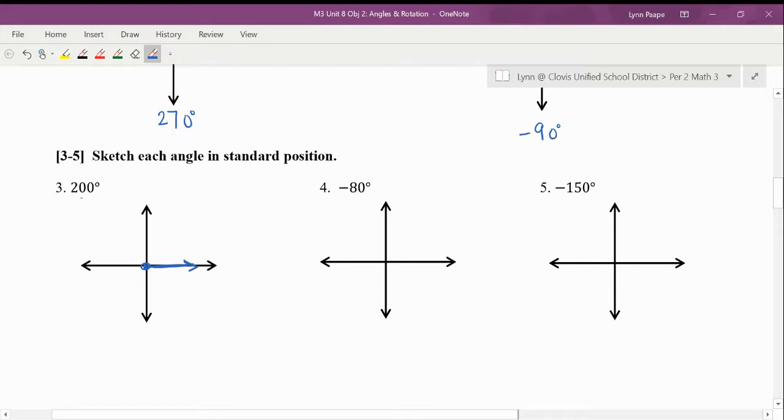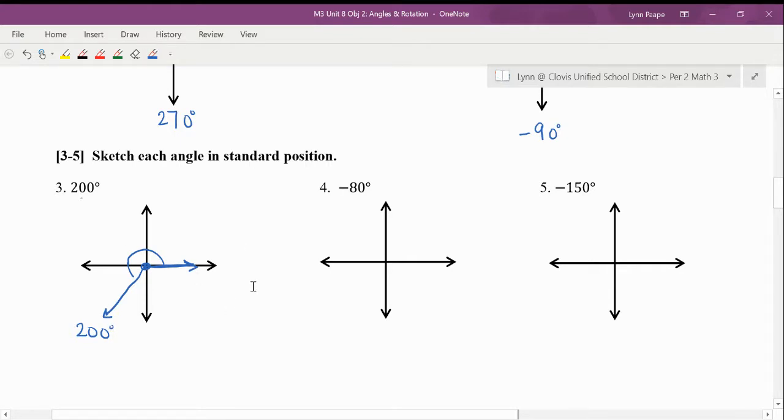So I know every time I pass through a quadrant, I've gone 90 degrees, right? So when I am going to draw in my terminal ray, I'm going 90 degrees, another 90 for 180, and then a little bit more, right? Because I don't want to make it all the way to 270, so a little bit more. So then that would be nice and straight. Pretend that's closer to this axis, but I guess scale doesn't really matter. We can say not to scale. So that would be 200 degrees.